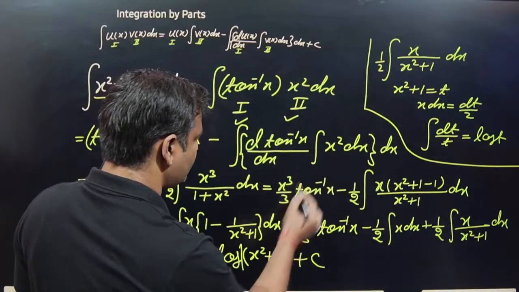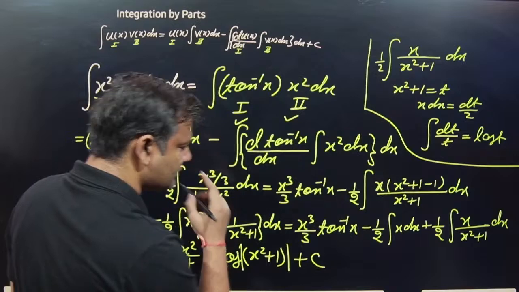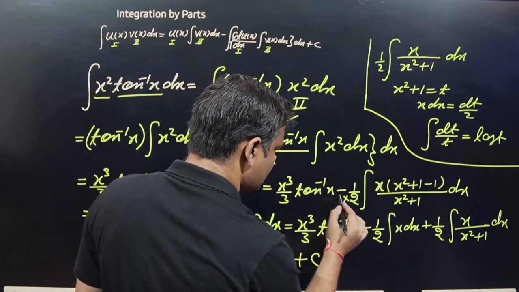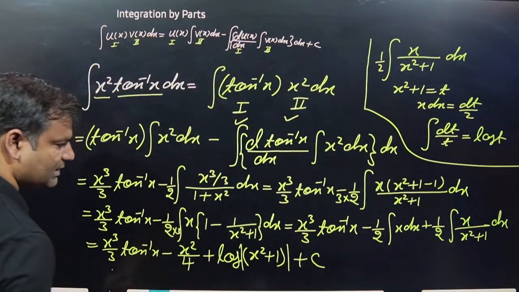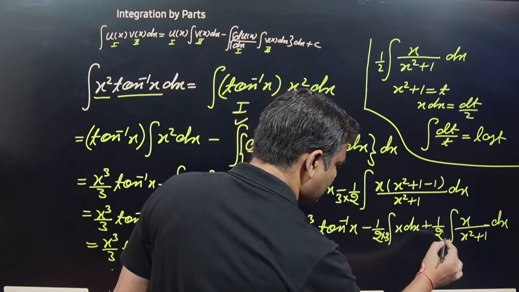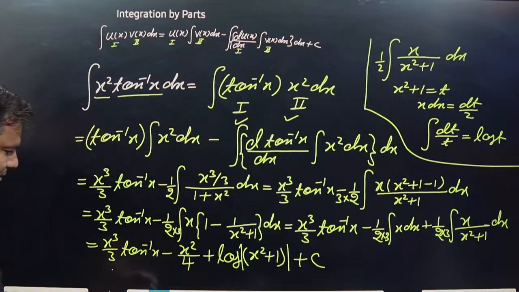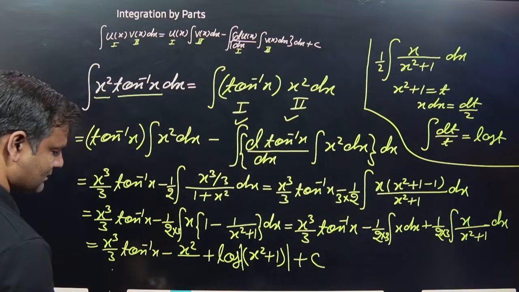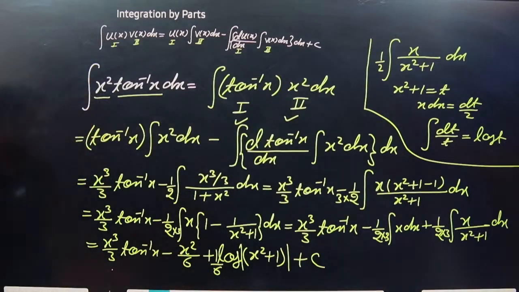Here x cube by 3, so here also x cube by 3. Okay, so here 1 by 3 into 1 by 2, 1 by 3 into 1 by 2, so here 3 into 3, so you can say that 1 by 6 into 1 by 6, silly mistake. I hope it is clear, make it.